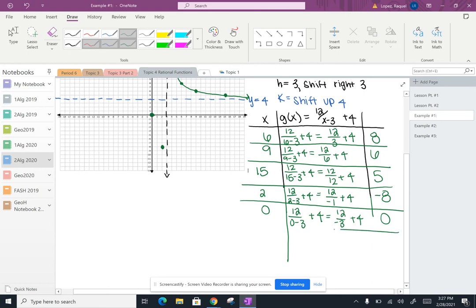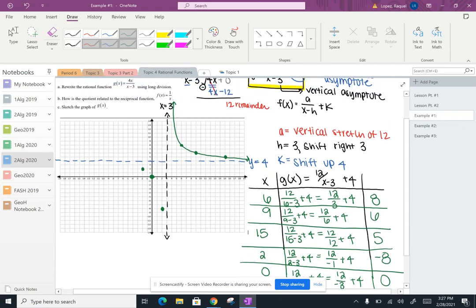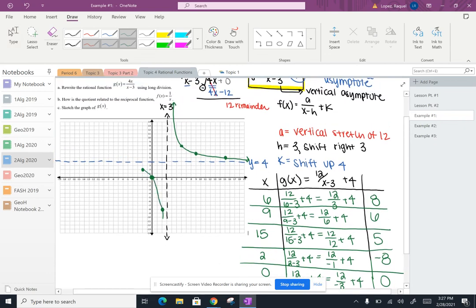Let's pick a third point on that side for good measure. So let's pick negative 3. So I have 12, plug in negative 3 in for x. And I end up with, let's see, negative 3 minus 3 is negative 6. Okay, so I end up with 12 divided by negative 6, which is negative 2. Negative 2 plus 4 is going to be positive 2. So another point is going to be at negative 3, positive 2. And it looks like the other branch of my graph is plotted just like this.